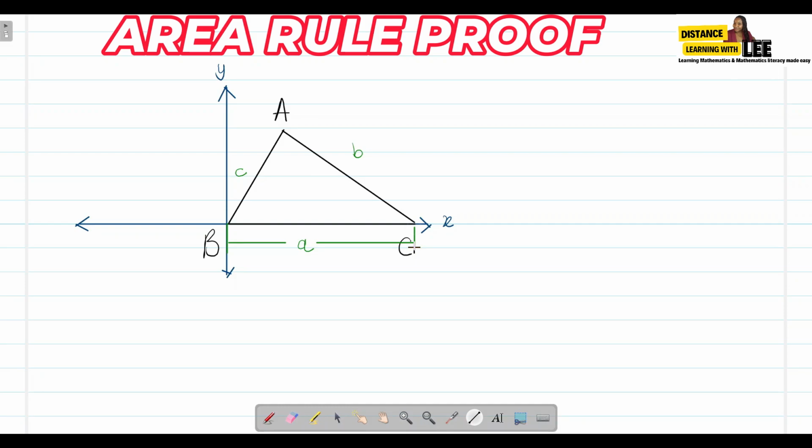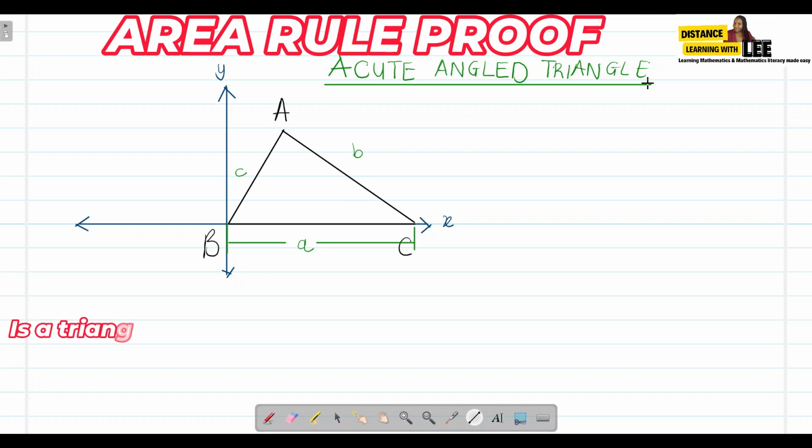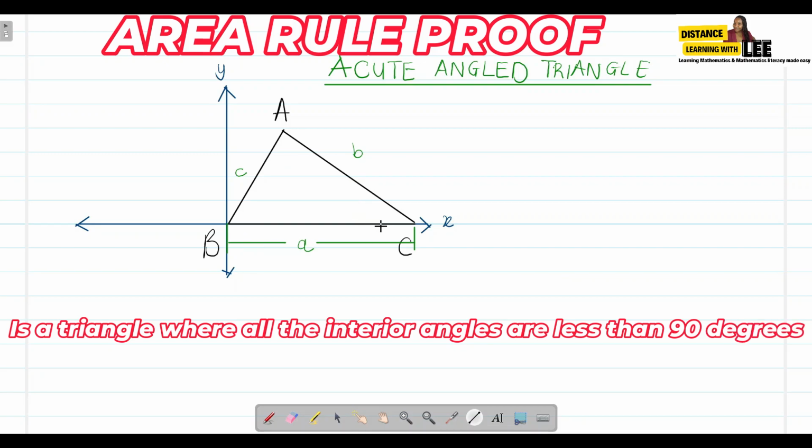I'm going to start off with the proof of when you are dealing with an acute angle triangle. So if you are given an acute angle triangle, how would you prove the area rule? What is an acute angle triangle? An acute angle triangle is a triangle where all the interior angles of that triangle are less than 90 degrees.